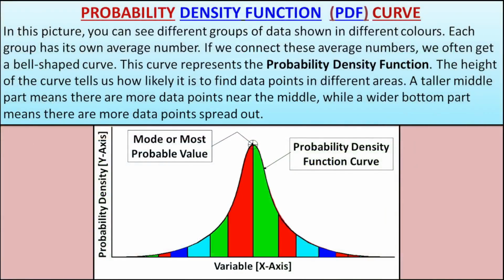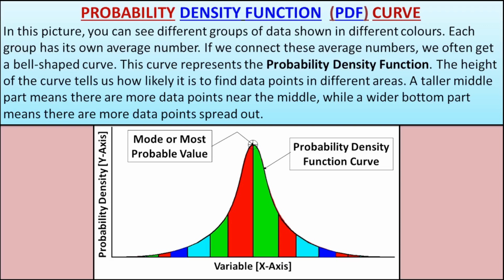In this slide, we're exploring the probability density function curve, PDF. This bell-shaped curve is formed by connecting the average values of different data sets. The height of the curve represents the likelihood of finding data points in different areas. A taller middle part indicates a higher probability of finding data points near the center, while a wider bottom part means there's a higher probability of finding data points spread out.